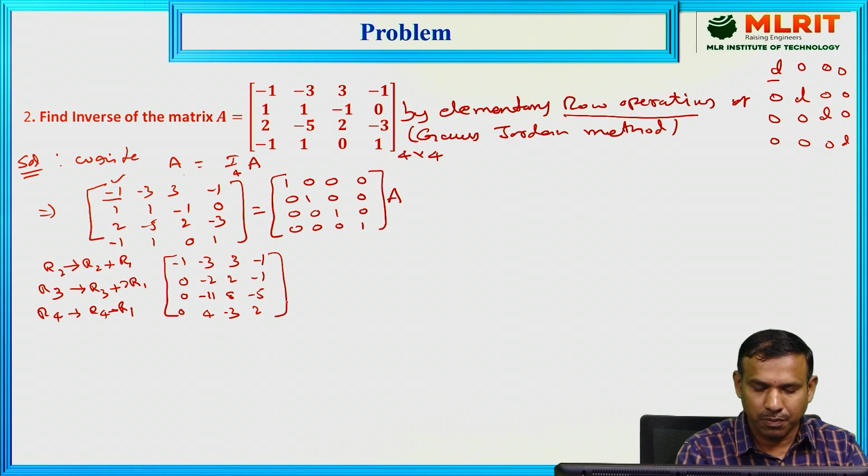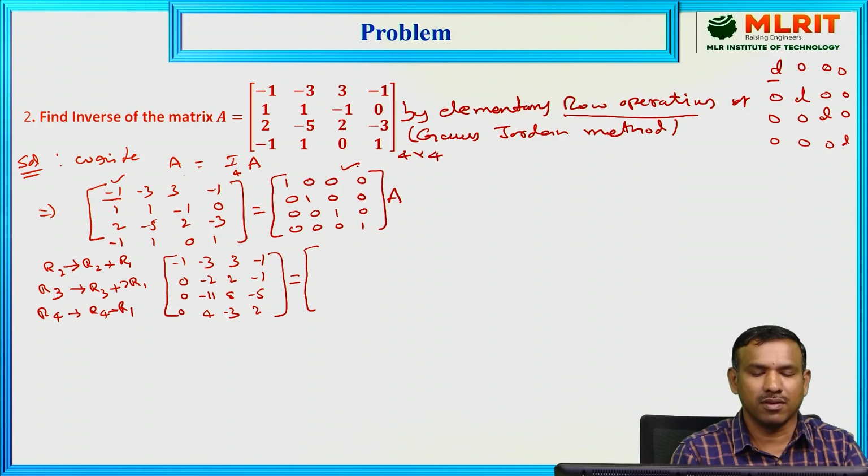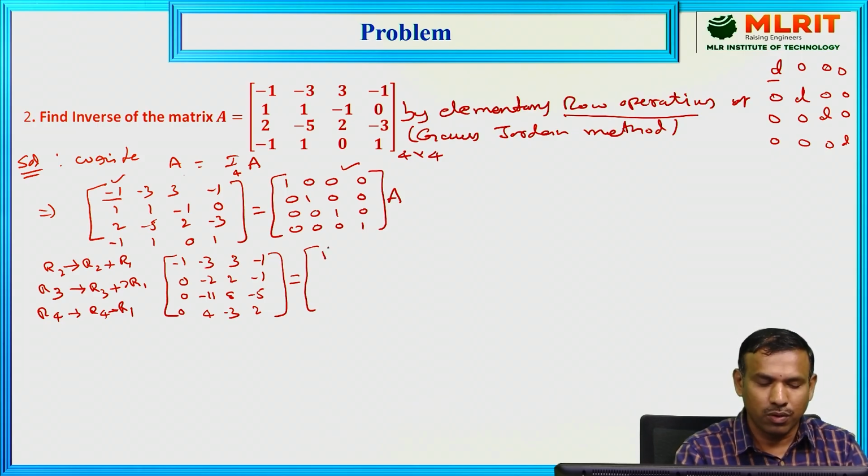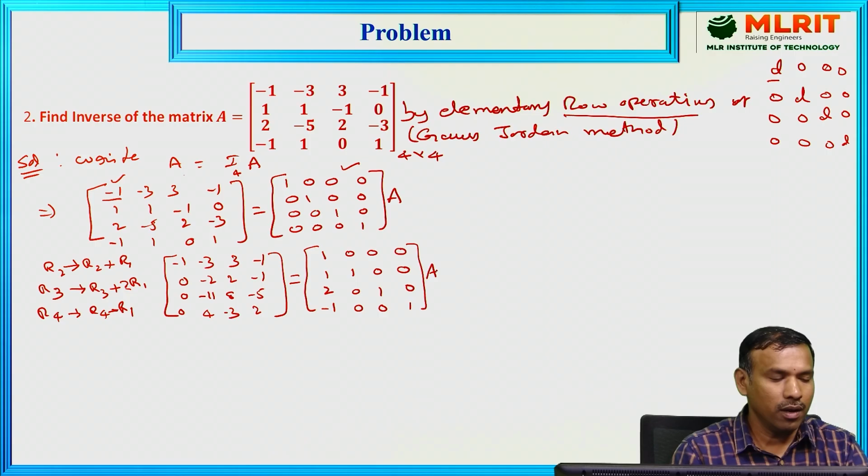Now the same operation is to be applied on the identity matrix on the right-hand side. First row, no change. Second row, R2 plus R1: 0 plus 1 is 1, 1 plus 0 is 1, 0 plus 0, 0 plus 0. Next, R3 plus 2R1: 0 plus 2 is 2, 0, 1, 0. R4 minus R1: 0 minus 1 is -1, 0, 0, 1. So we get 1 0 0 0; 1 1 0 0; 2 0 1 0; -1 0 0 1. Right? So the first task is completed.